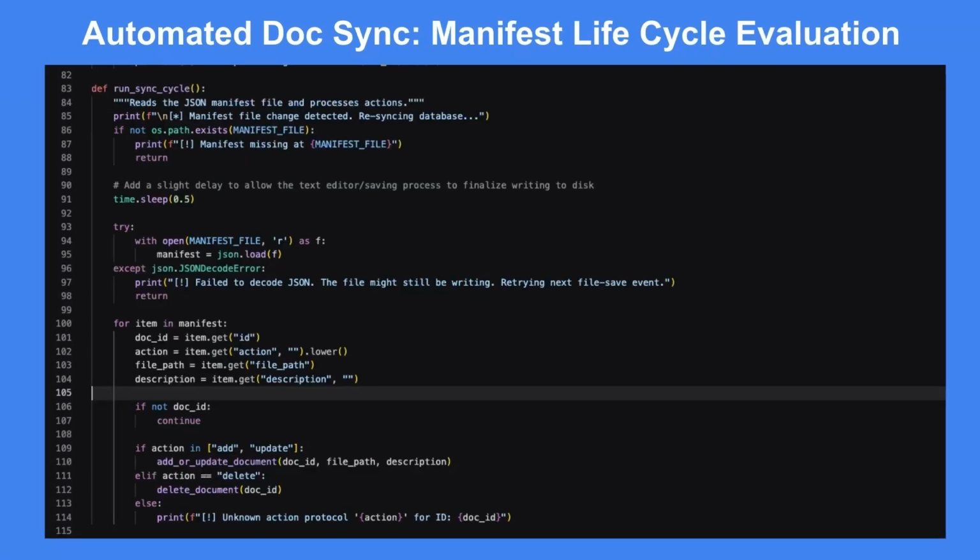JSON processing parses manifest.json safely. It includes a built-in time.sleep 0.5 debounce delay to ensure your text editor has completely finished saving the file to disk before reading it. Action routing loops through the entries in the manifest array and executes the requested operation based on the action tag. Add or update → triggers data chunking, metadata injection, and embedding creation. Delete → purges document vectors from the database entirely.